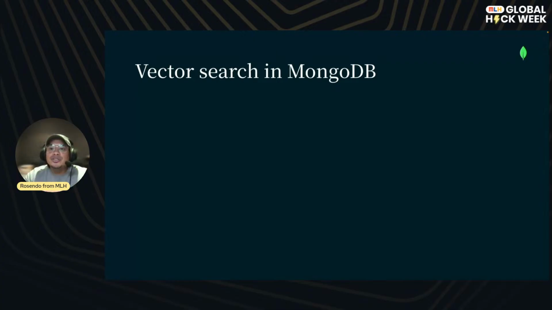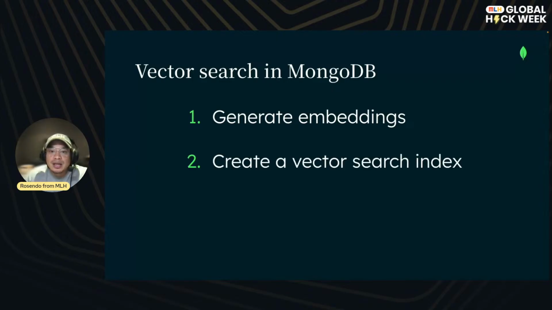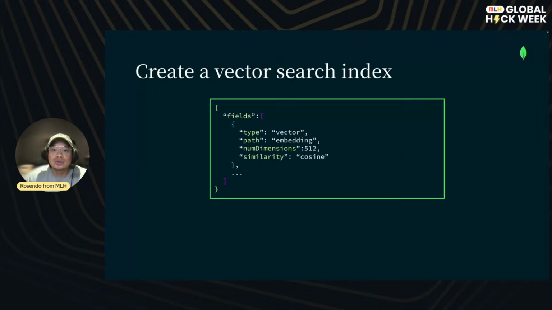So now that you understand vector search and how it works in MongoDB, let's look at how to perform vector search queries on your data in MongoDB. There are going to be a couple of steps here. First, you're going to generate the embeddings, which is something we've already gone over. By generating the embeddings, I mean picking an embedding model that you want and then rolling with that. The second one is going to be to create a vector search index. And then finally, you're going to send a vector search query.